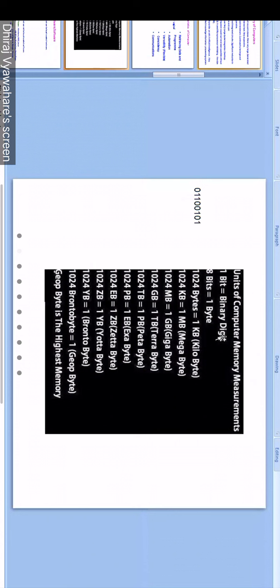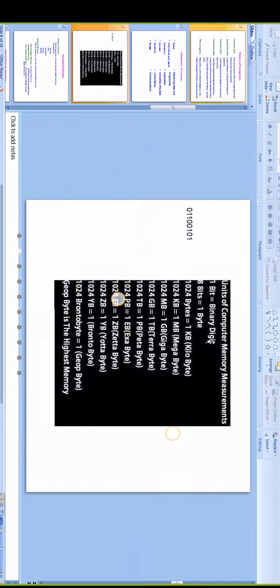Just like that, the computer's memory is measured. These are the units of computer memory measurement. Everybody, write down these measurements. That will be very important. Or else take a screenshot of that. Okay? It is in front of you. I'm giving it 2 minutes.